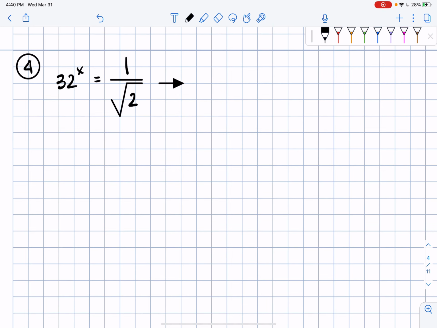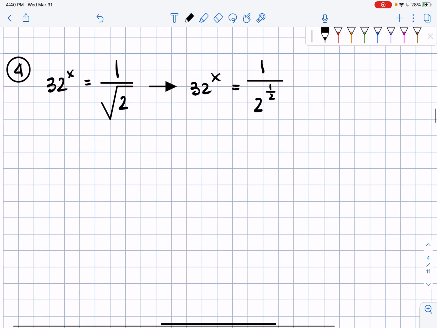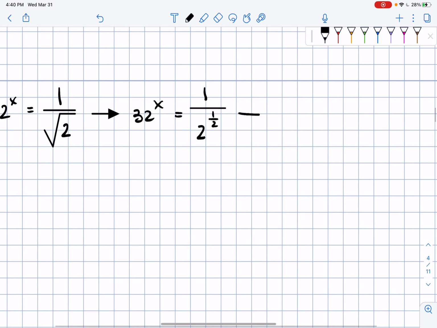Okay? So first of all, let's go ahead and convert this a little bit. So I got 32 to the x is equal to 1 over 2 raised to the 1/2 power, right? Because it's a square root, the power of 2 is just 1, and the index or the root of the square root is a 2, okay? So let's go even further. Let's say that I want that 2 to the 1/2 to be up top. So I'm going to have 32 to the x is equal to 2 to the -1/2. Okay?